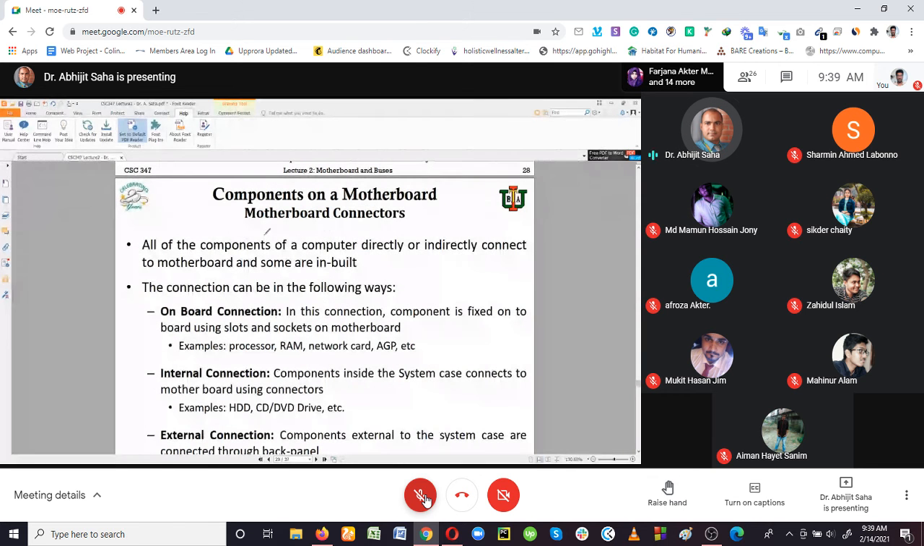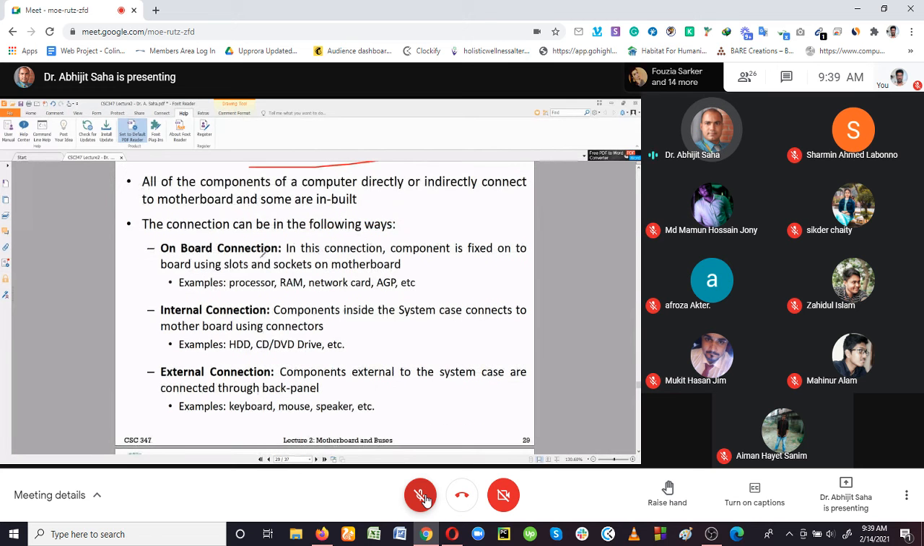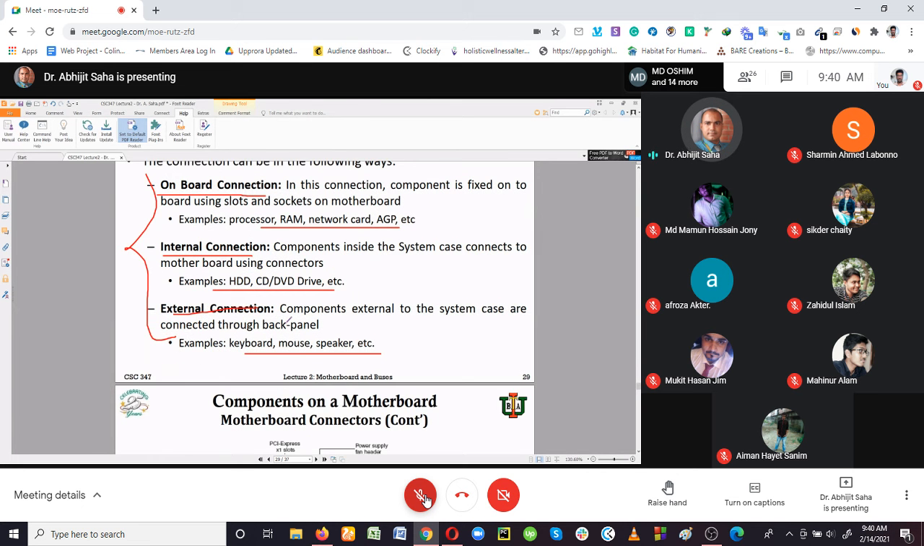Then you have the motherboard connectors. When talking about connections, you get these three types: onboard connection, internal connection, and external connection. You should know why we need these three types of connections and which different devices are connected through them. You should know each of them.